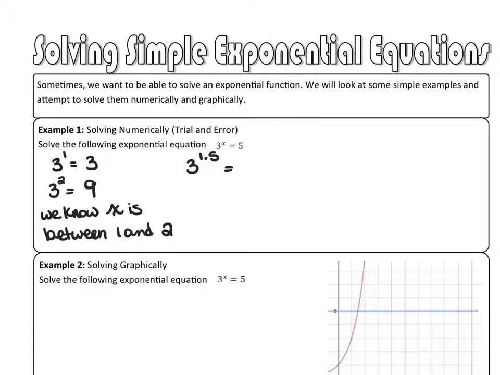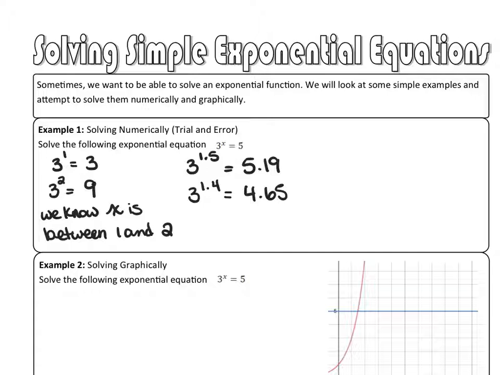And in this example, I get 5.19. Now notice that it is greater than 5. So now I've made the interval a little bit smaller. Now I know it's between 1 and 1.5. So let's go a little bit smaller. This time I'm going to try 1.4. And it gave me 4.65.